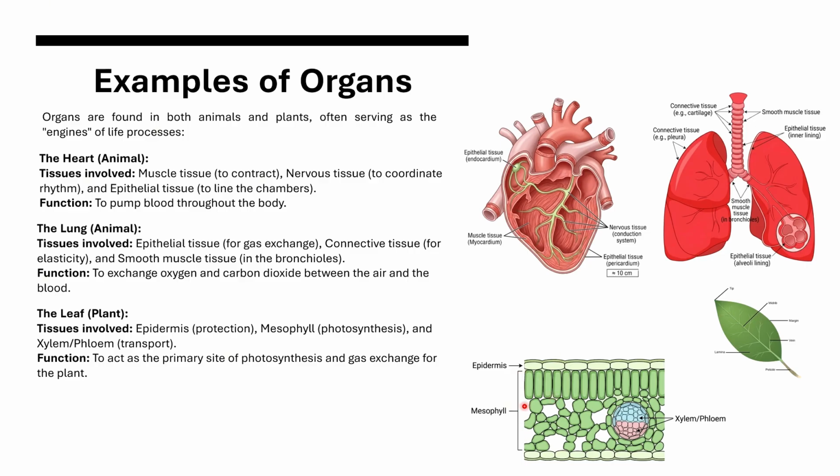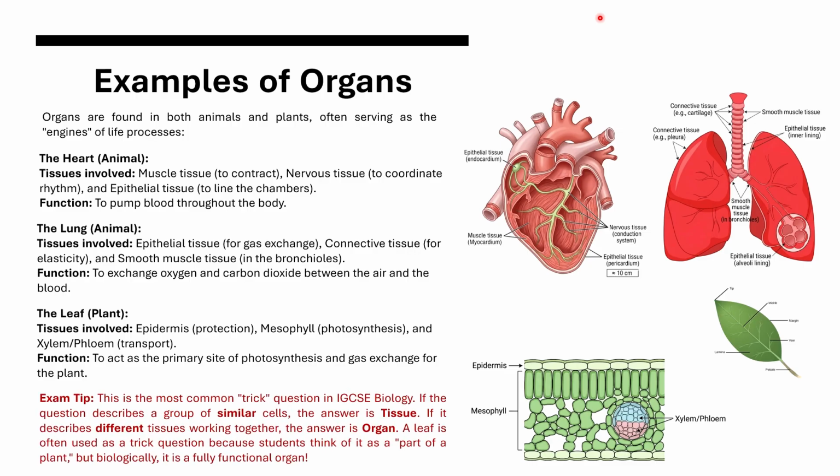Next one is the mesophyll, which is the powerhouse tissue, where the actual photosynthesis happens. Then the xylem and phloem, which are transport tissues which bring in water and carry away the sugar made in the leaf. So without this coordination of tissues, the plant could not breathe or eat.